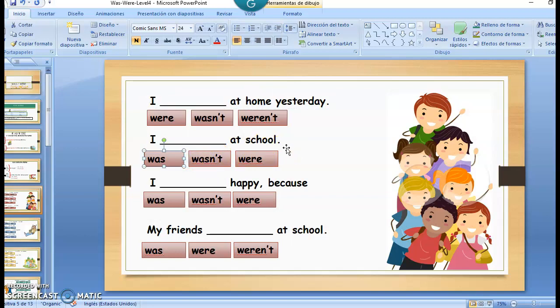Bueno, eso depende de ustedes, porque puede ser que estuvieron o no estuvieron, ¿sí? I wasn't o I were happy. Yes. También depende de ustedes. My friends was, were or weren't at school. También depende de si sus amigos estaban o no estaban en el colegio, ¿sí?